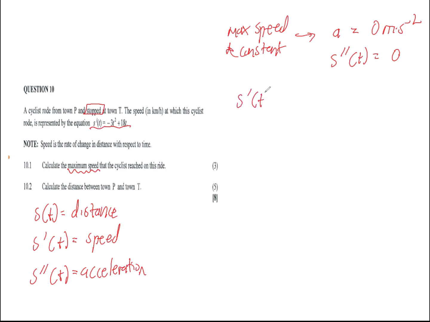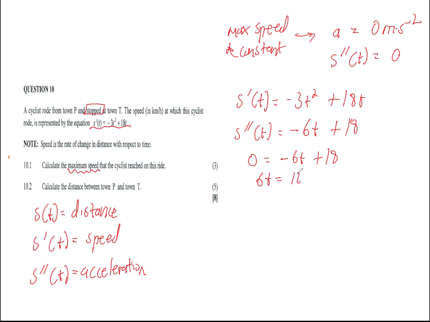Come over to this one and say I am given this speed equation, the equation to represent the speed, but let me derive it further so that I have the equation to represent the what? The acceleration. So that's negative 6t plus 18. But then acceleration would have to be 0 for me to reach a maximum constant speed. So that's negative 6t plus 18. Transpose this one, that's 6t equal to 18. Divide by 6 both sides. Then t would have to be equal to what? 3 hours, right?